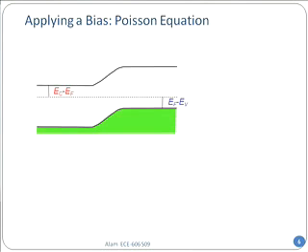Now, if I apply a bias to this device, that is, connect a battery to the two terminals, how should I modify the band diagram so that the Poisson equation is solved in the presence of the battery? That's what I want to know. And the rules are pretty simple actually.